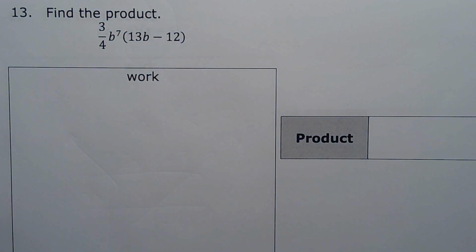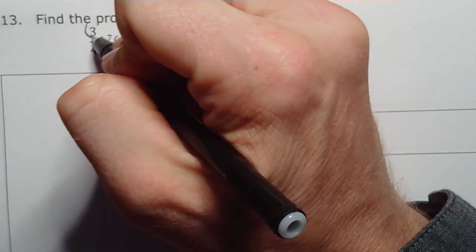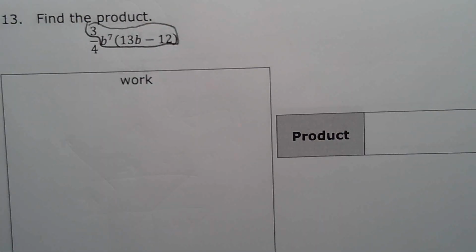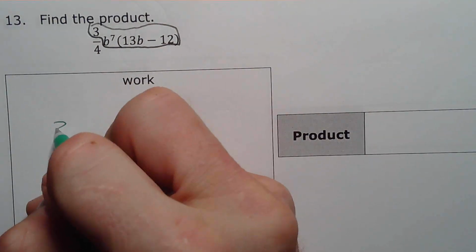All right, number 13. Okay, we're multiplying these two things together here. I guess I'm going to do this one. This is the numerator. Okay, so my constants are going to be 3.